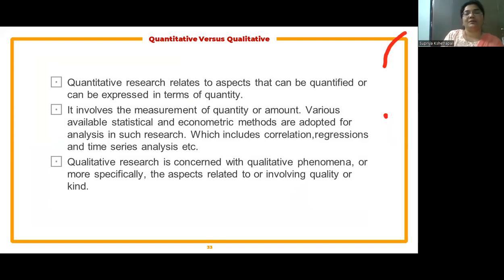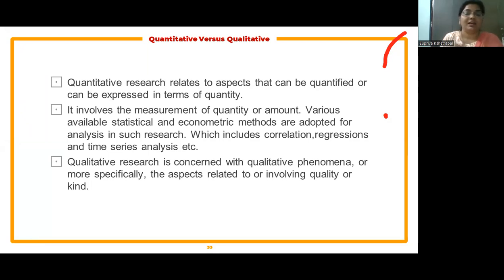So let us hear about the qualitative versus the quantitative. Okay. So the quantitative research relates to the aspect that can be quantified and that can be expressed in terms of the quantity. Okay. So where we consider an amount or a quantity, okay. So for getting such a quantity, we have to use some statistical methods, some different econometric methods have to be used, okay.